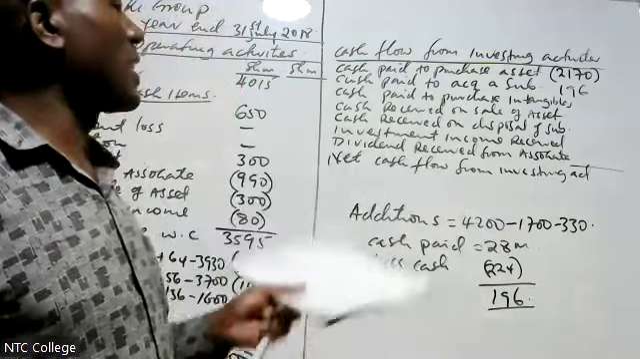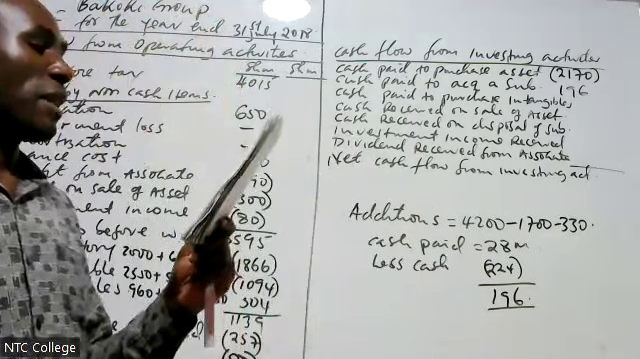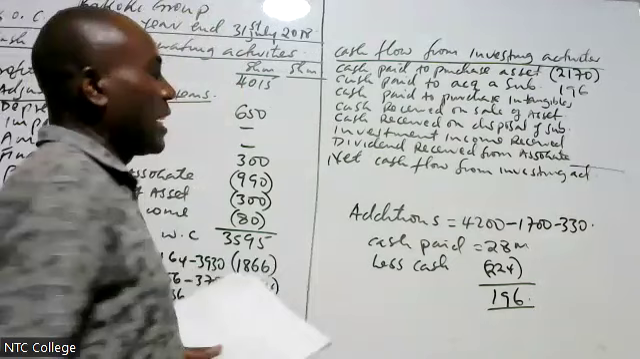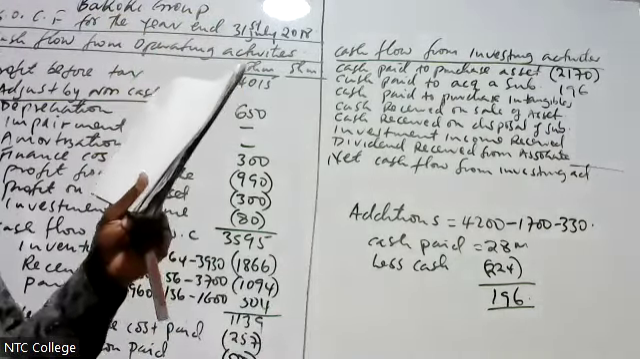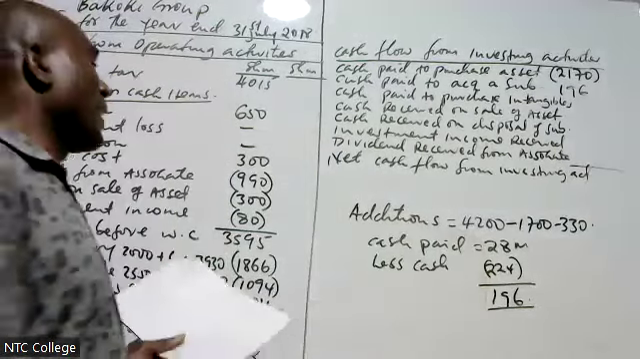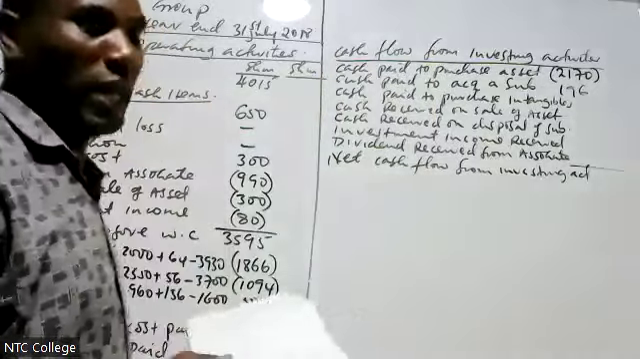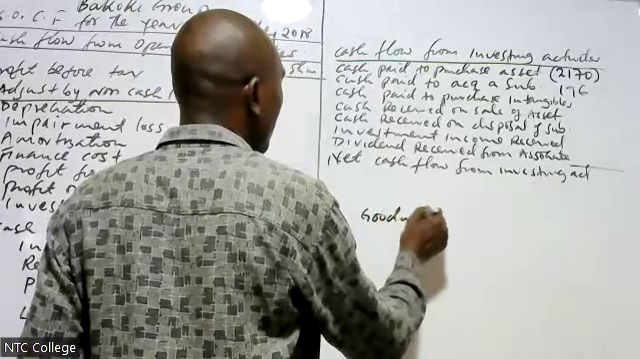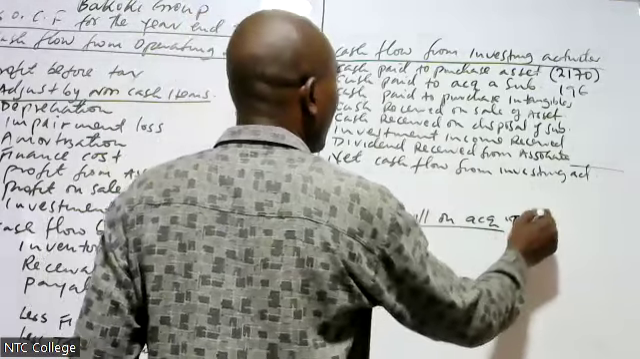Then cash paid to purchase intangible asset. When you check in the previous balance sheet, intangibles is dash. In the current balance sheet, it is 200. Therefore, let's see if it is goodwill on acquisition. Let's first get the goodwill on acquisition of Nyange Limited.